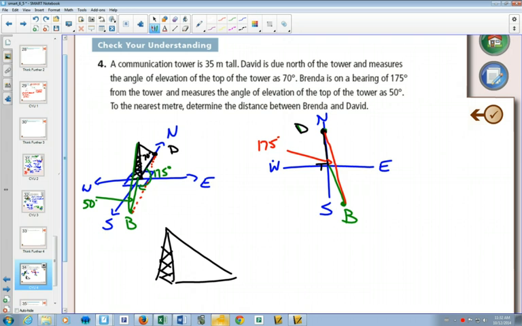So there's the tower. We know that David was here. We know that his angle of elevation is 50 degrees. We know the height of the tower is 35. And as long as we're not at the Leaning Tower of Pisa, we can make an assumption that this is 90 degrees. His is 70, thank you.